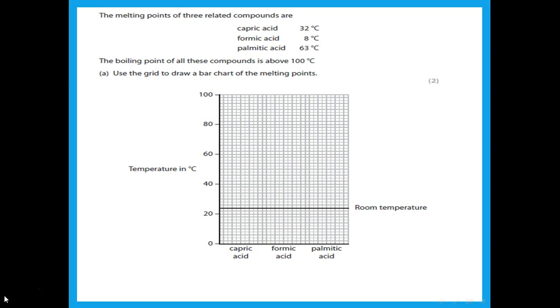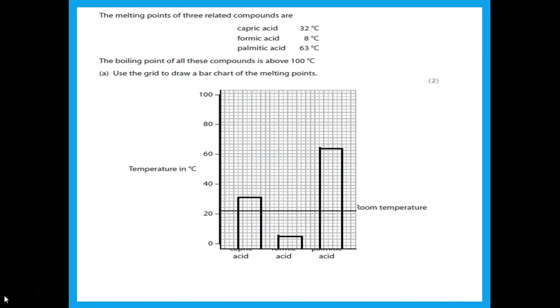You know that they're not touching because the labeling on the x-axis are not consecutive numbers. On the x-axis, you don't have 1, 2, 3, 4, 5. You have specific names or specific things that are written on the x-axis: capric acid, formic acid, palmitic acid. And that means that the bars are not going to be touching. You know that the bars have to be of equal sizes with equal intervals between them. So this is what your bar chart should look like. Okay?